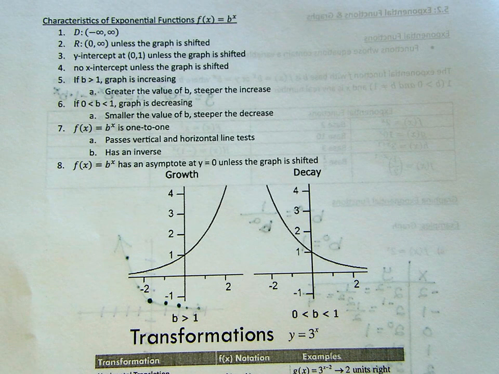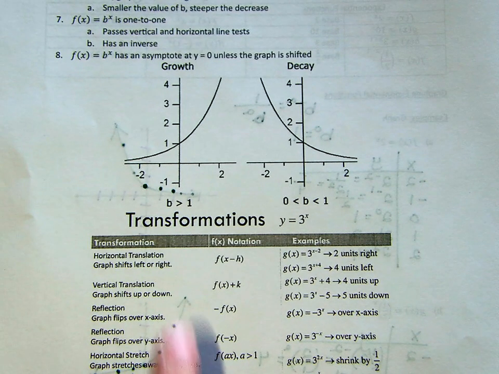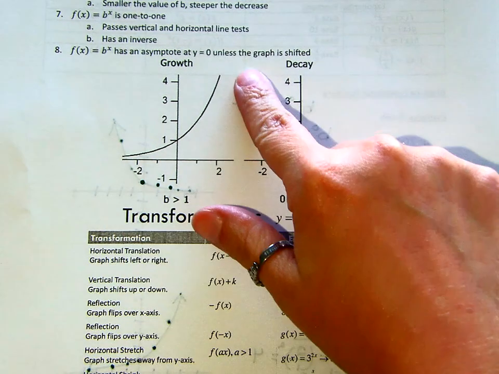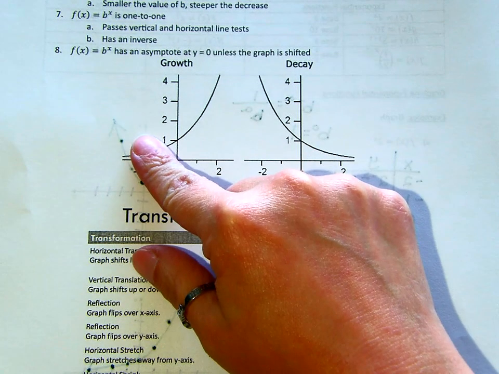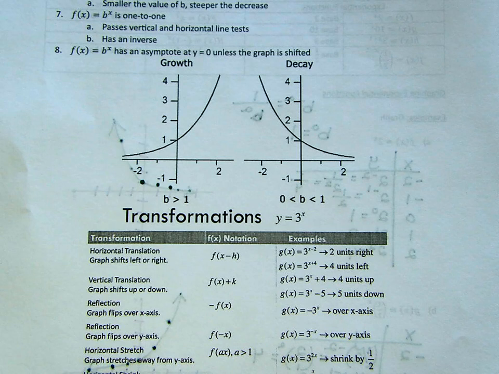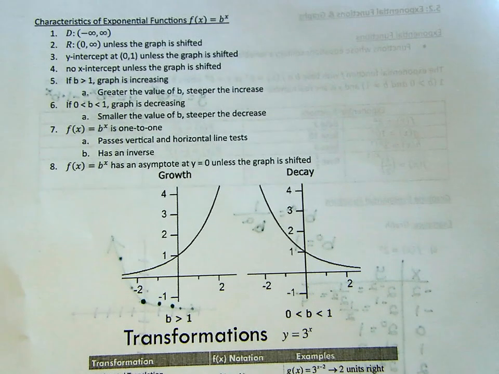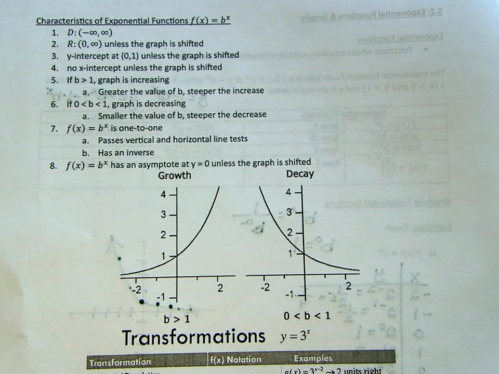Everything gets covered. The range will always be 0 to infinity unless the graph is shifted. That's because we actually have an asymptote here that lives along our x-axis. So if we end up shifting the graph up 1, then your range will move up 1. If we shift the graph down 3, your range moves down 3. So it makes sense what happens to our range. It's affected by the vertical shift. And if you want to put that as a note over there, you totally can.